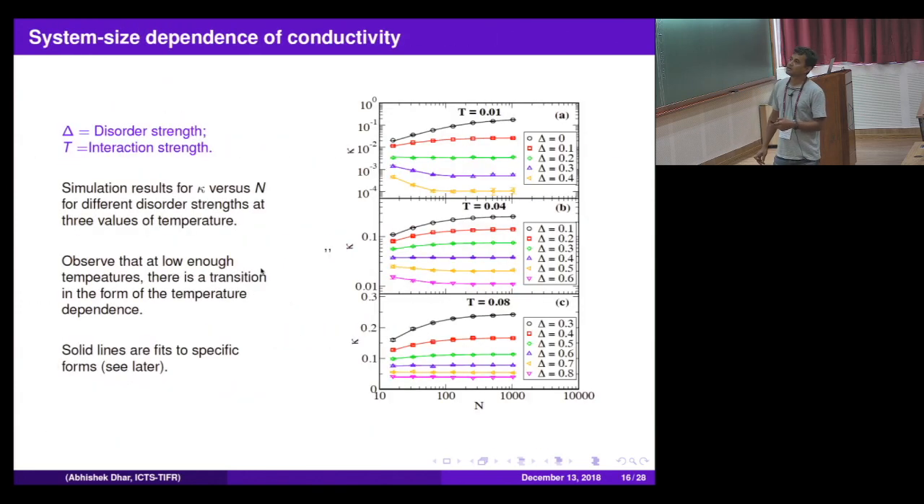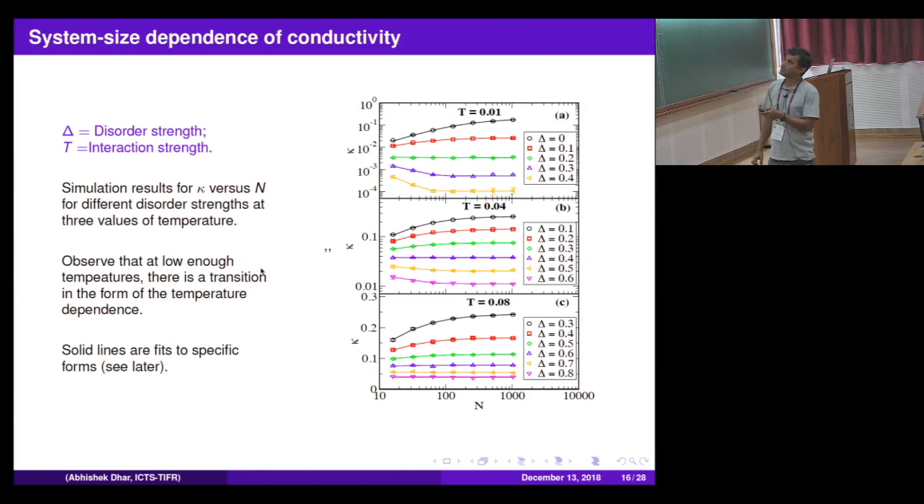Okay, and so now I'll just show you the results. What we do is we take systems of various sizes, compute the conductivity, and then we want to see what happens when you increase system size. It should saturate to a constant value. If it's insulating, then of course it should decay to 0, right?